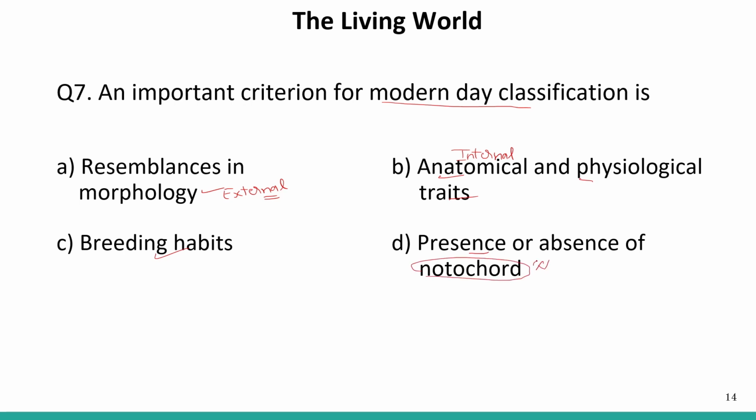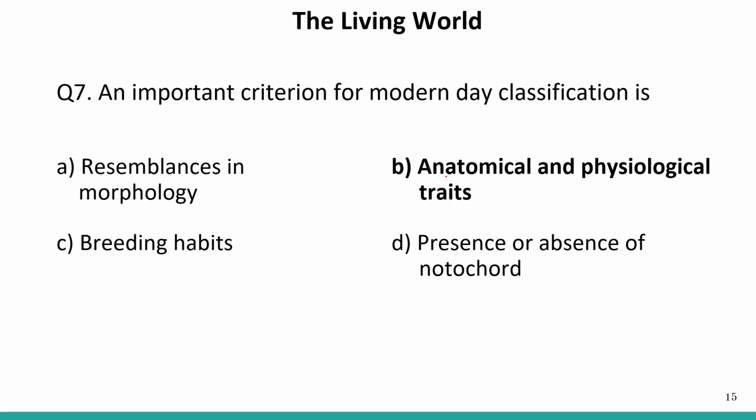So this is absolutely not true. Resemblance in morphology is also not true, as classification is not based on the external characteristics only. Breeding habits is also not true. So the correct option is option B, anatomical and physiological traits. The modern criteria of classification is based on anatomical as well as physiological traits.